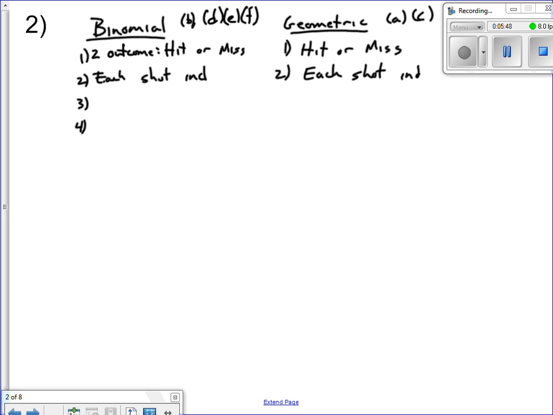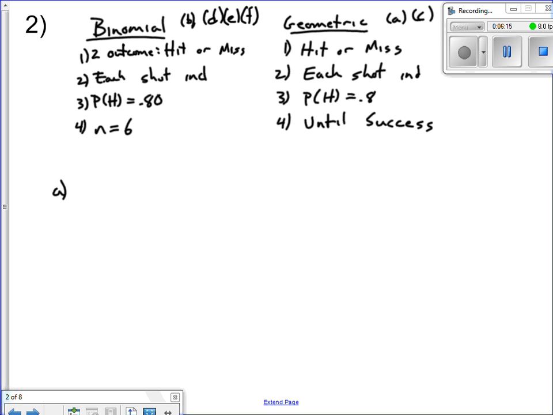Third, we know the probability that we hit is 0.80, and that's not changing. So here they are right next to each other. You can see the first three conditions, at least the way I've set them up, are exactly the same. However, when we get down here to number 4, with all these binomials, we're taking 6 shots. With A and C, we're going until success. So you can see right next to each other how those things are going to play out.